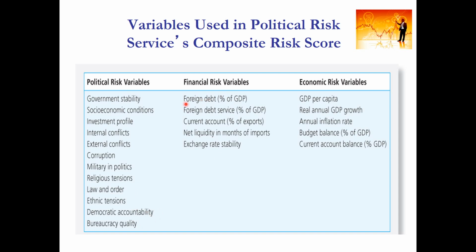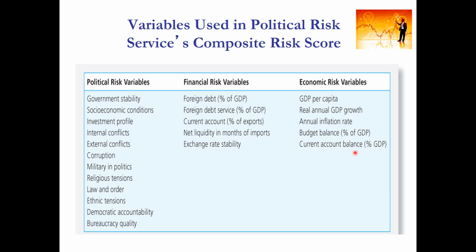For financial risk, they look at different economic indicators, for example, foreign debt as a percent of GDP, foreign debt service as a percentage of GDP, current account as a percentage of exports, net liquidity, and exchange rate stability. In terms of economic risk, they look at GDP per capita, real annual GDP growth rate, annual inflation rate, the budget balance, and current account balance.